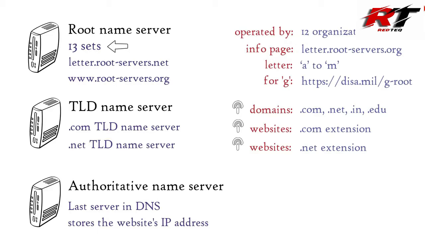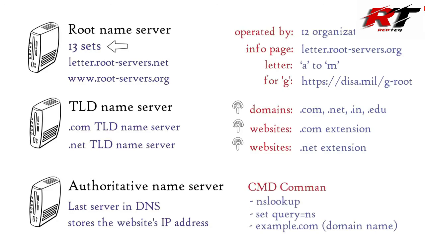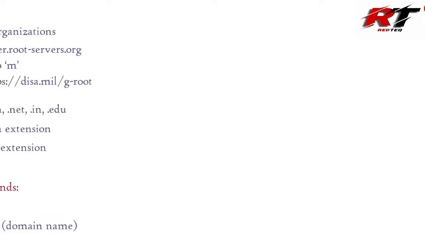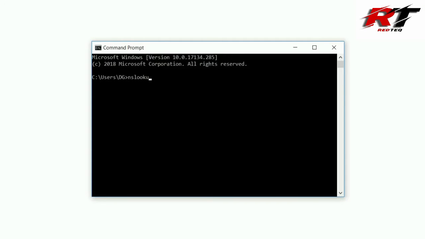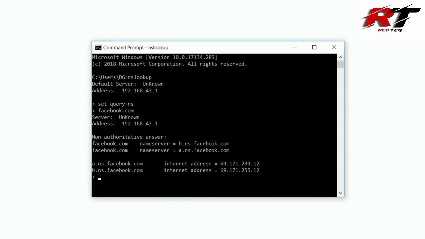The authoritative name server for a website can be found with these CMD commands. Open CMD and type nslookup, hit enter. Set query equals ns and hit enter. Then type the domain name, hit enter. You will be able to see the authoritative name servers. One is master and the other is slave. Slave is the exact replica of master and is used to share the DNS server load.